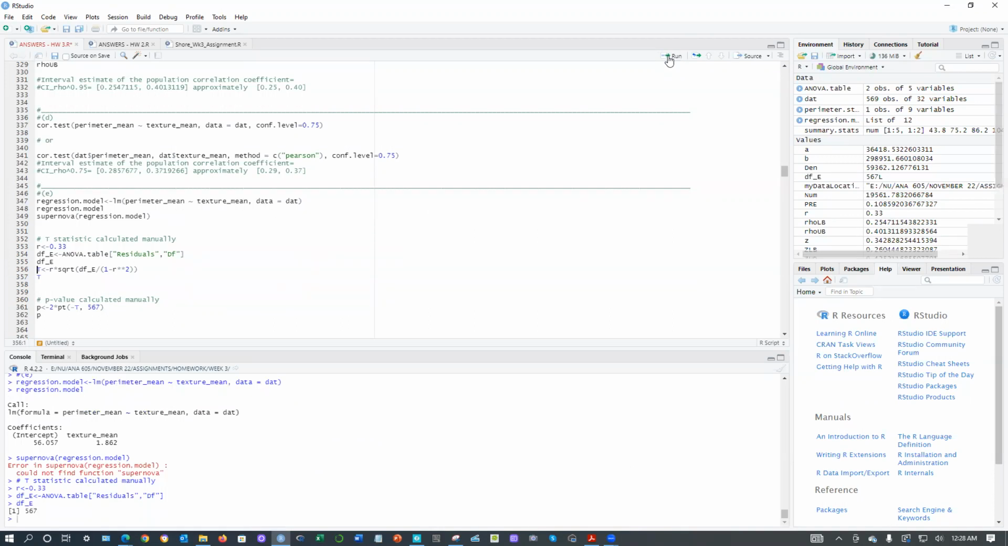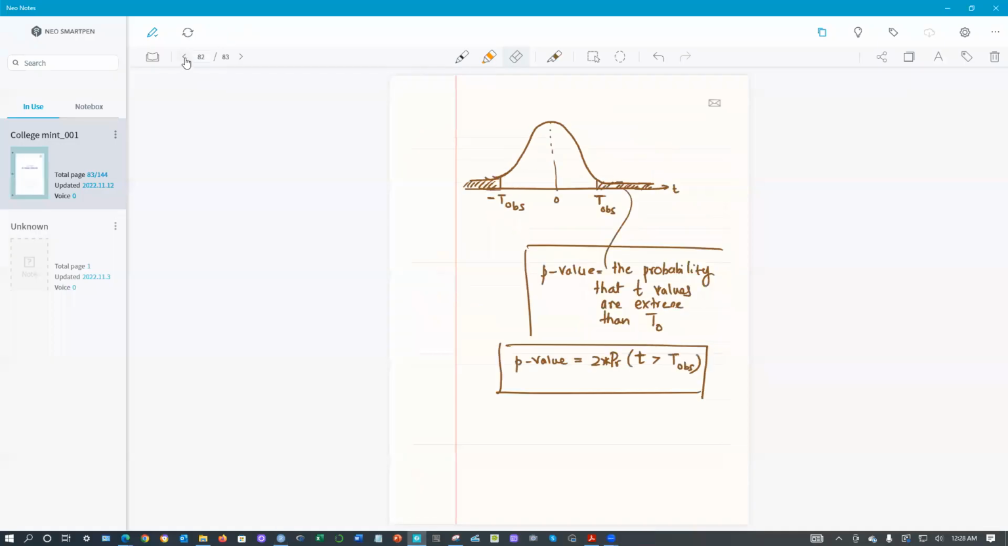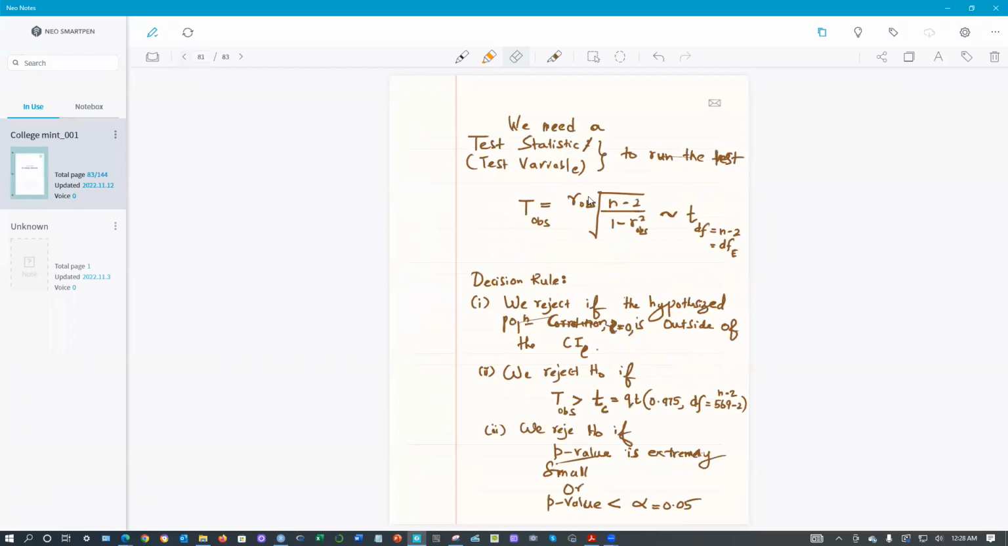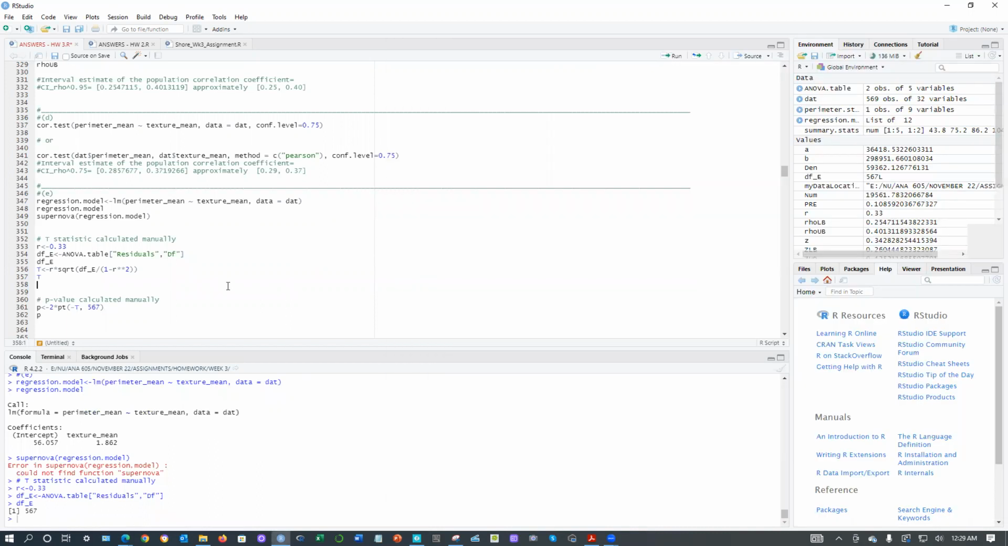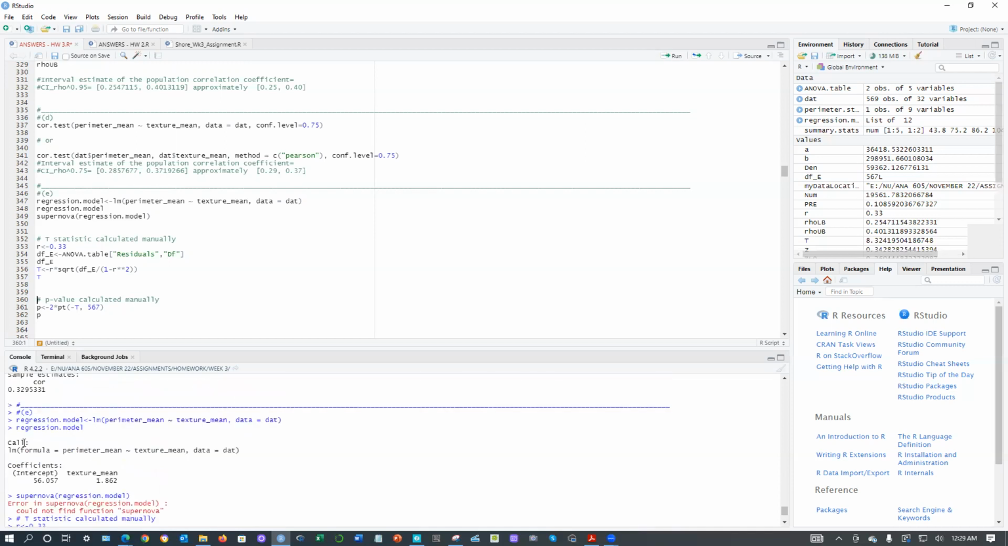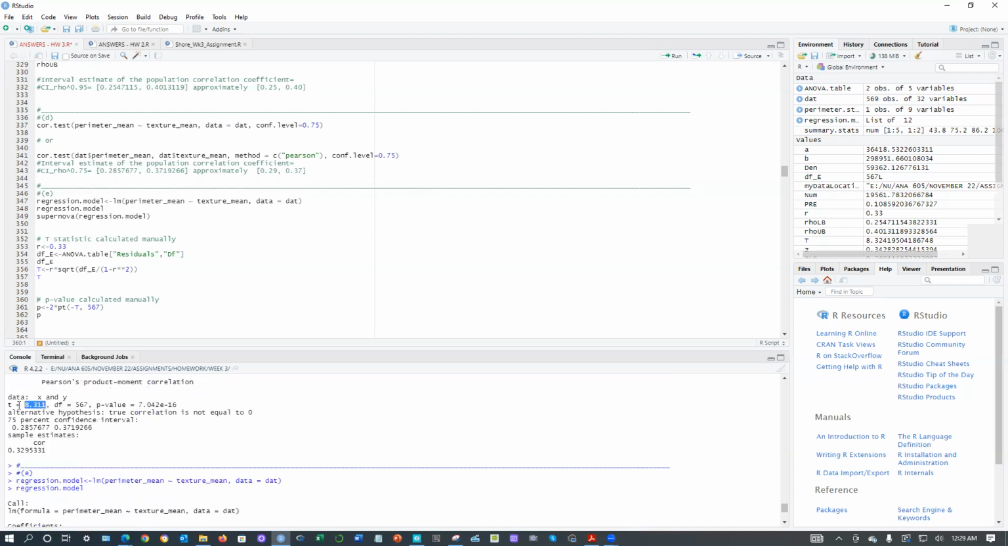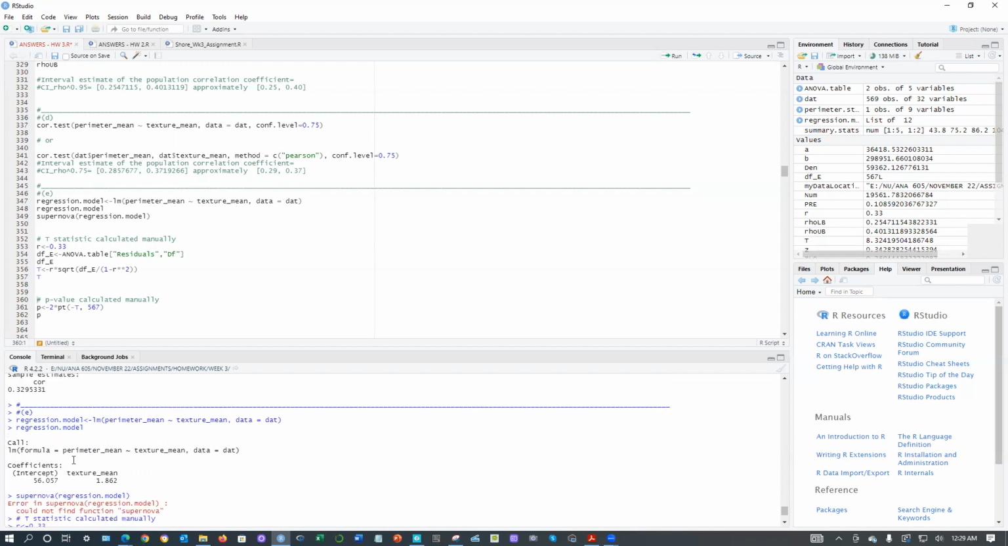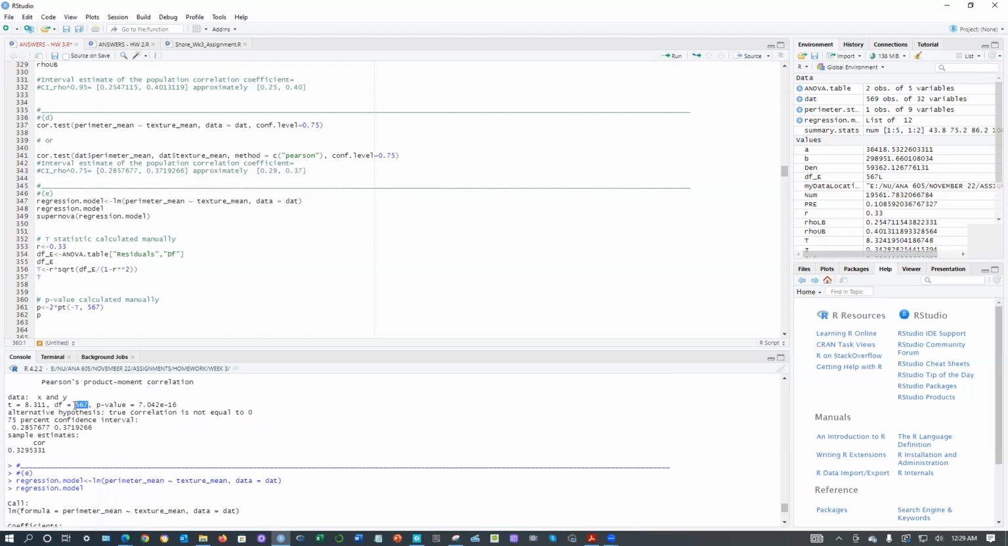567. T is nothing but T obs, okay? I'm looking for the T obs. R times square root of N minus 2, where N minus 2 means degrees of freedom, over square root of 1 minus R square. Okay, that gives 8.32, see? That's the value displayed over there. That's the observed value. 567 degrees of freedom. You saw that one. This one is over there too. Then let's take the P value.